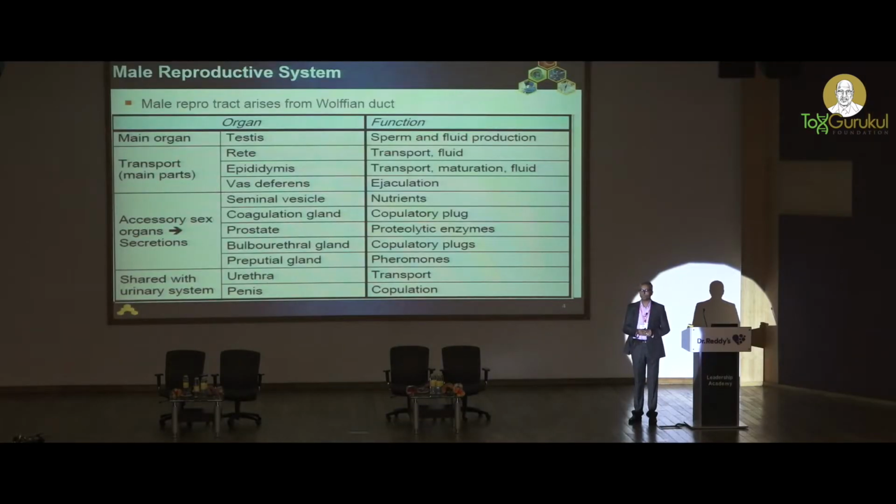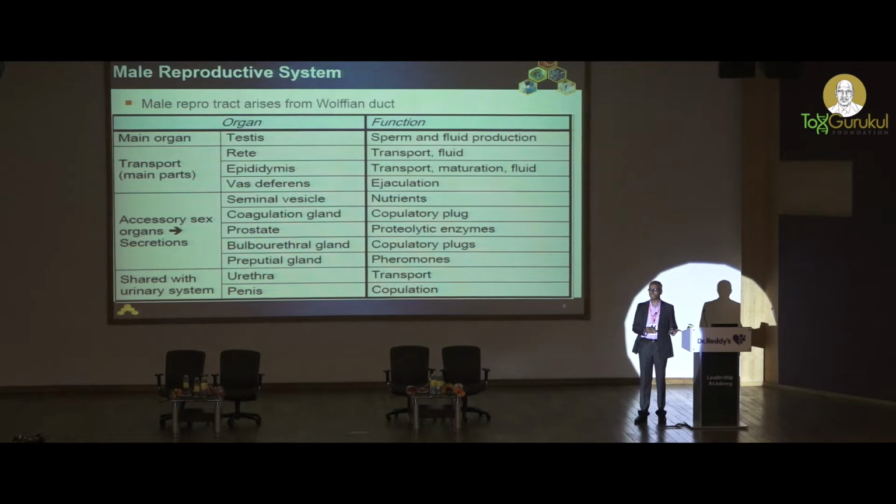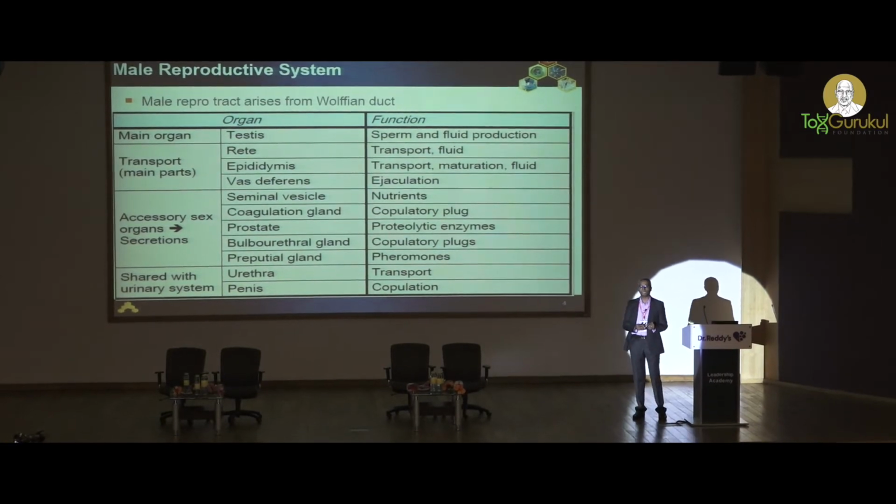The male reproductive system arises from the Wolffian duct. The main organ in the male reproductive system is the testis. It is involved in sperm production and also in fluid production, which is actually coming from the Sertoli cells within the testis. The transport of the sperms that are formed in the testis is through the rete testis, epididymis and vas deferens. Apart from the transport, they also secrete fluid. The epididymis helps in maturation and the vas deferens in ejaculation.